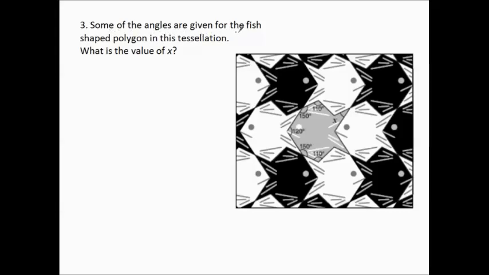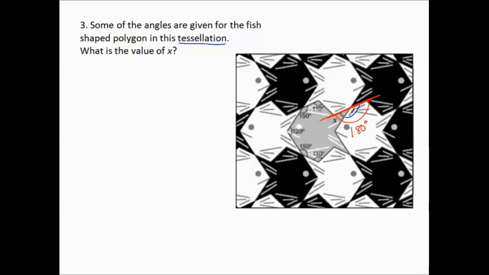Some of the angles are given for the fish-shaped polygon in this tessellation. What is the value of x? Well, the fact that it's a tessellation is very important because a tessellation is made from the same shape being repeated over and over in order to make that tiling shape. So if I see where the x is at this angle, it would be helpful to know how much the angle adjacent to it is. Why? Well, because those two angles that are adjacent to each other, they make up this straight line right here. And how many degrees is a straight line? 180 degrees.